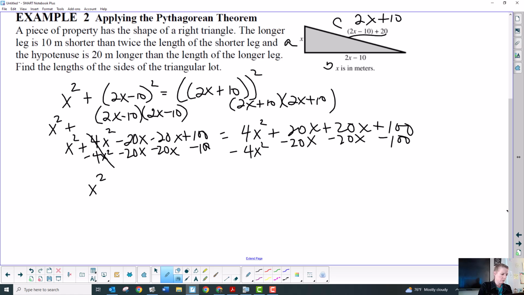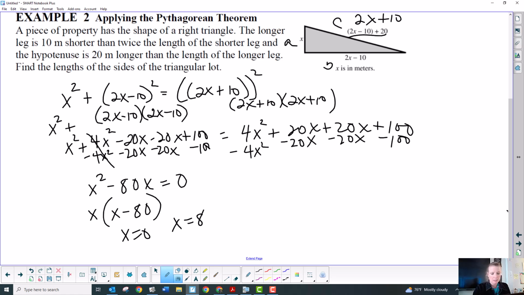Hold on. Minus 20, 40, 60, 80 x equals 0. So I'm going to factor out an x. And then that gives me 0 and 80.